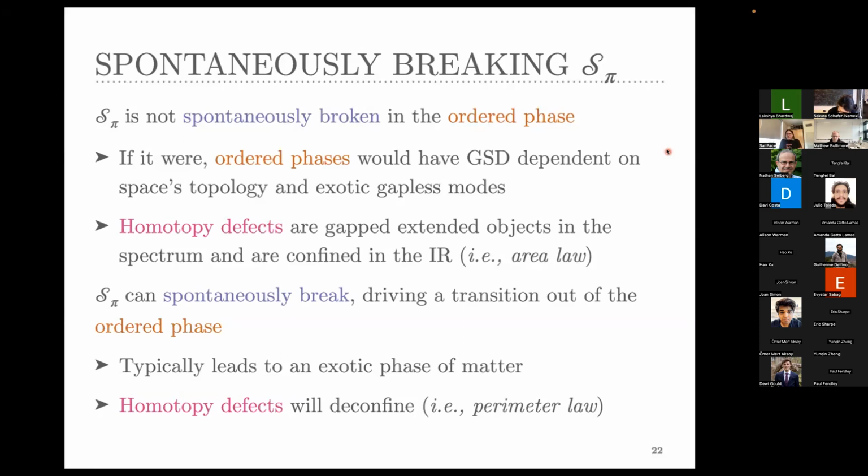But just because it's not spontaneously broken in the ordered phase, nothing's preventing us from spontaneously breaking it, right? And doing so will drive a transition out of the ordered phase. And we just saw, these symmetries are very exotic, so you can expect these neighboring phases will be quite exotic as well. And furthermore, physically, what it means to spontaneously break it is that the homotopy defects will satisfy perimeter law. That's what you calculate, but physically it means now the homotopy defects will deconfine.